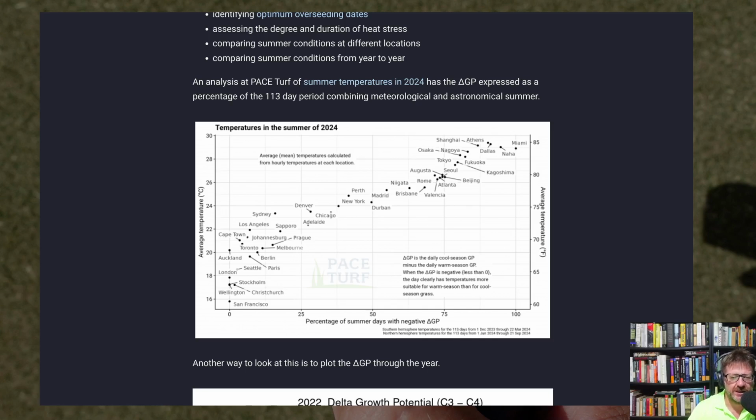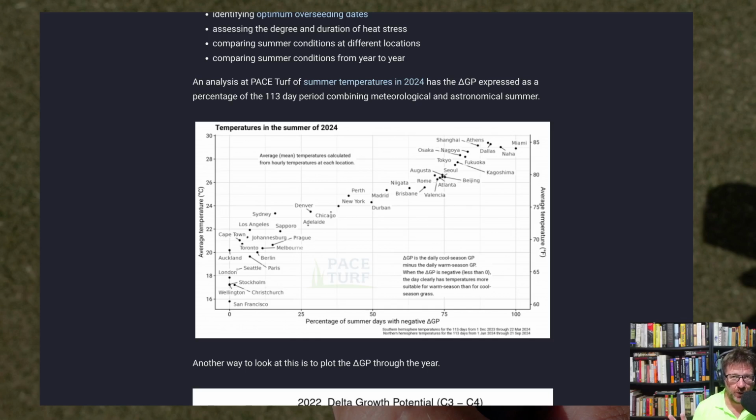Anyway, the chart that I'm showing, on the horizontal x-axis, it shows the percentage of the days in the summer with a negative Delta GP, meaning it's showing the percentage of the days in the summer when it was better for warm season grass than it was for cool season grass.